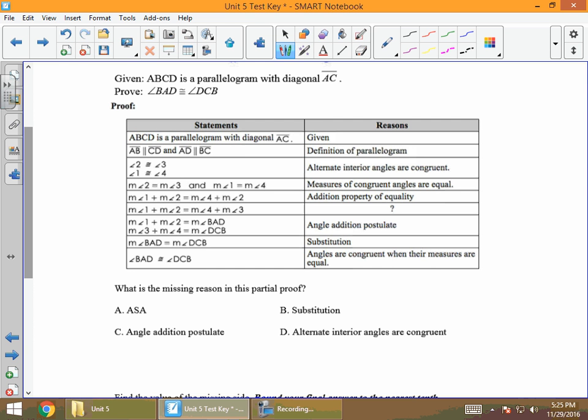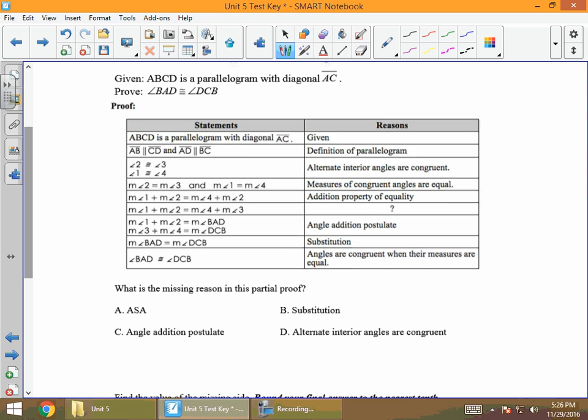So you can follow along the statements and the reasons. We have ABCD as a parallelogram with diagonal AC, given to us. AB is parallel to CD and AD is parallel to BC. That's the definition of a parallelogram. Then angle 2 and angle 3 are congruent, and 1 and 4 are congruent, because alternate interior angles are congruent. That's one I'm allowed to use now because I have parallel lines. Once I have congruent angles, the measures have to be equal.